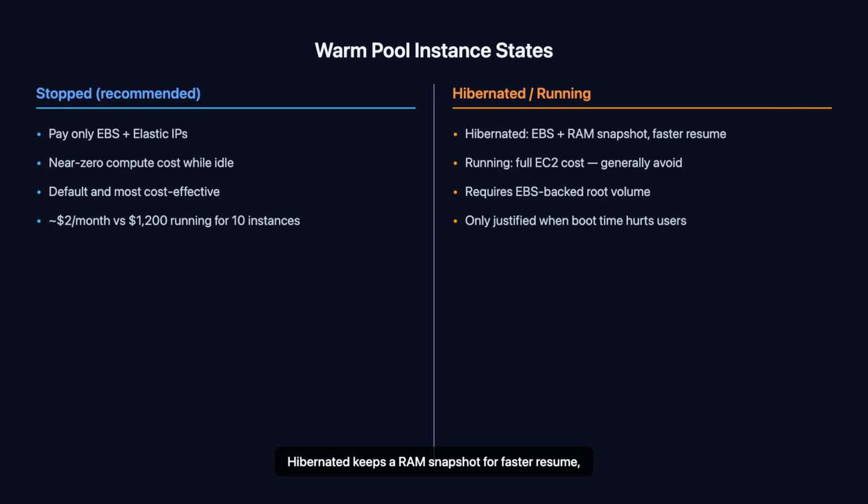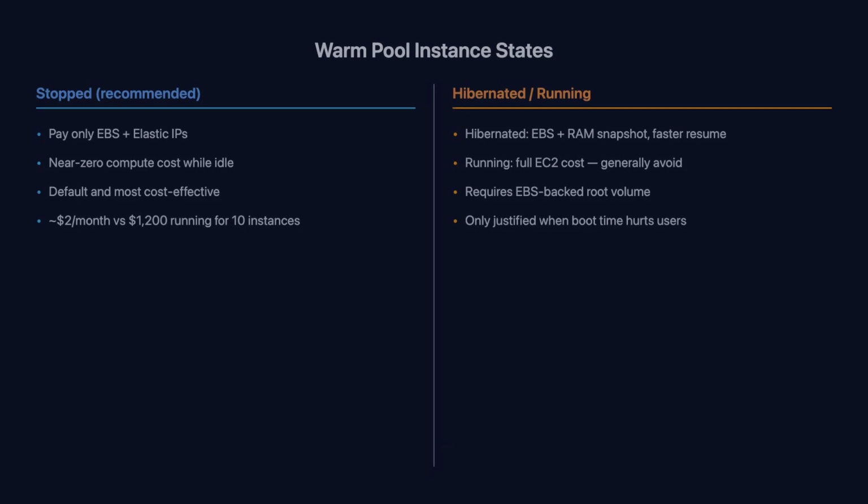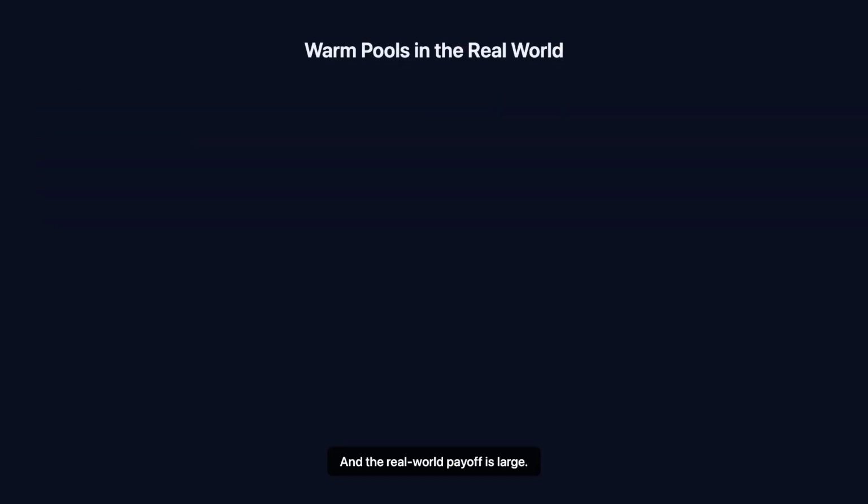Hibernated keeps a RAM snapshot for faster resume at a bit more storage cost. Running keeps them fully stored at full price. Generally avoid that. Warm pools do require an EBS-backed root volume, and they're only worth it when boot time genuinely hurts your users. Think of a relay team warming up in the holding zone, ready to step in the instant the baton comes. And the real-world payoff is large.